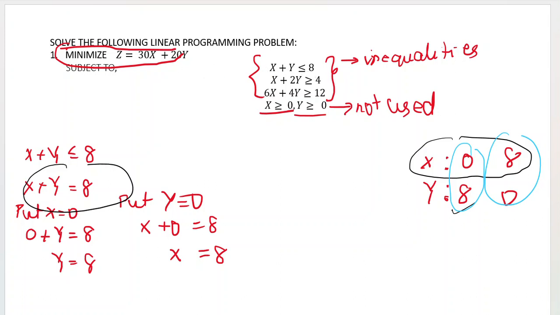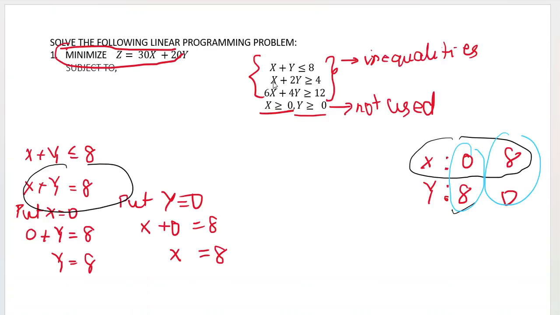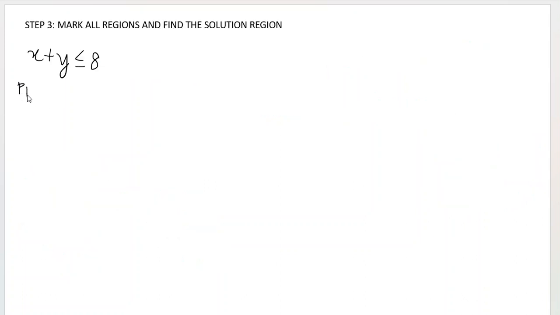In this third step we have to do the following procedure. Third step says mark all regions and find the solution region. So we take the inequality in this case, not the equality. We take the question as it is given, x plus y less than or equal to 8, and in this we put x 0 and y 0. What do we get? 0 plus 0 less than or equal to 8. We get 0 less than or equal to 8, and then you have to ask yourself whether this makes sense mathematically. Is 0 less than 8? Yes, the answer is yes.